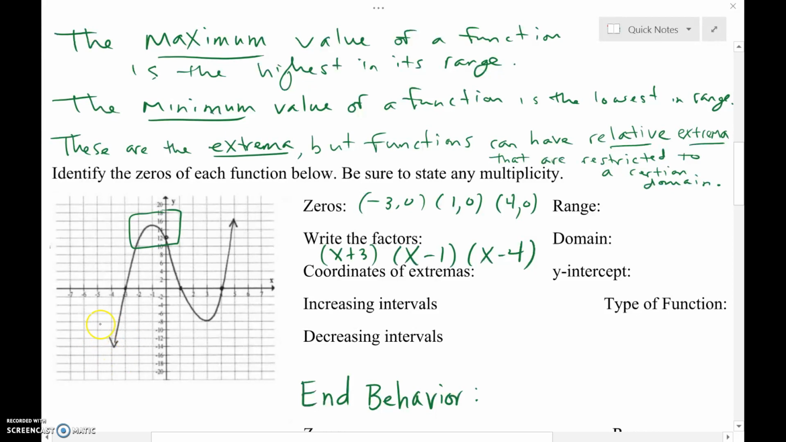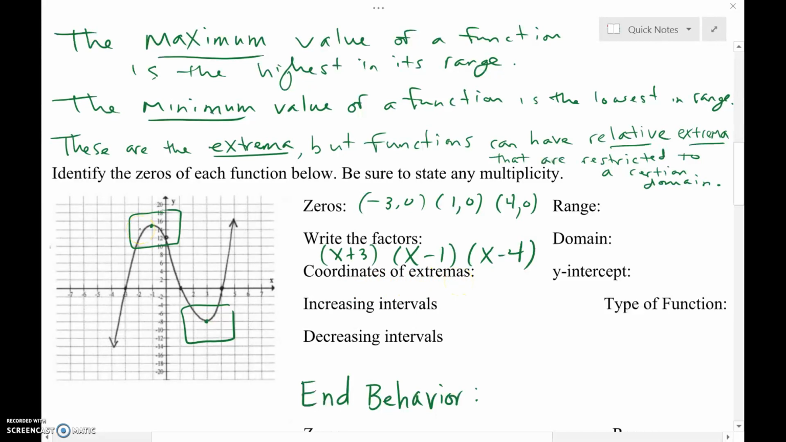Same thing here, we don't seem to have a minimum. Over here it goes down forever, never, never, never because of that arrow, but we do seem to have in this portion of the graph a minimum before it changes directions and starts increasing. So those would fall in the area of relative extrema, and we could come up with what the coordinates for those are. So if you'll just identify those points and write down the coordinates of these points, that's what we're looking for when it comes to the coordinates of the extrema.